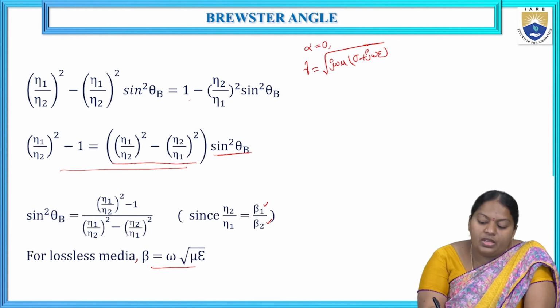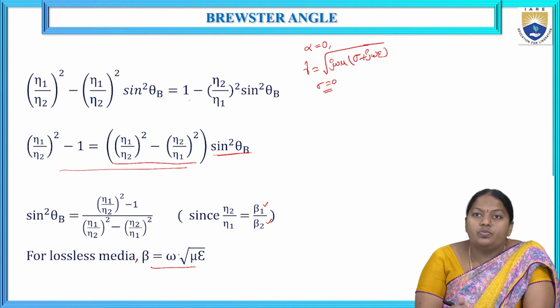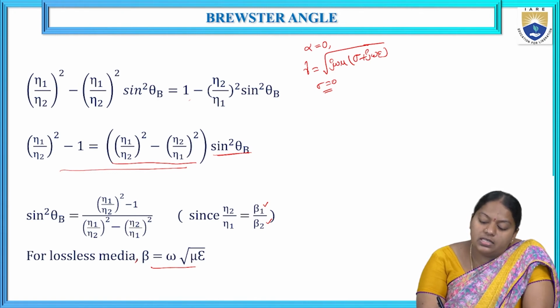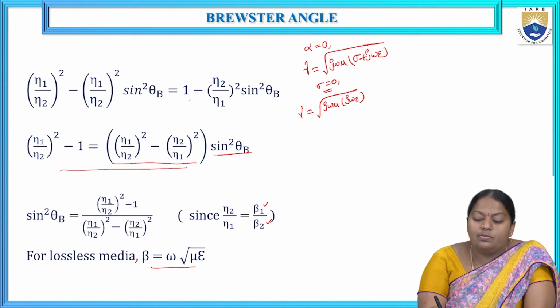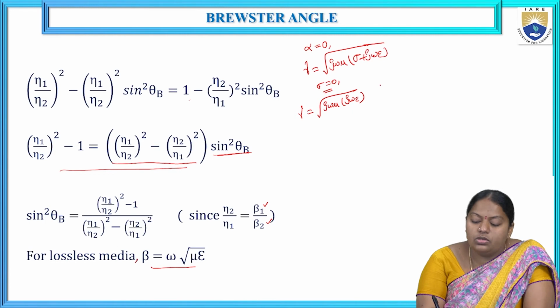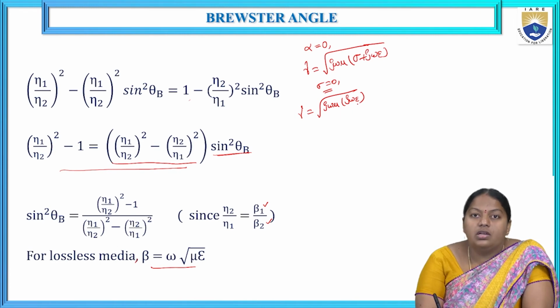Now from this, substitute σ by 0. Why σ is 0: a lossless medium is called a lossless dielectric medium, also called a perfect dielectric medium, which means a perfect insulating medium, so the ideal value of σ must be equal to 0. If you substitute σ by 0 here, then γ becomes √(jωμ · jωε).